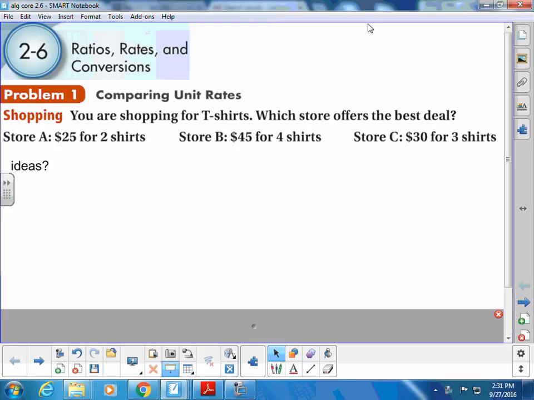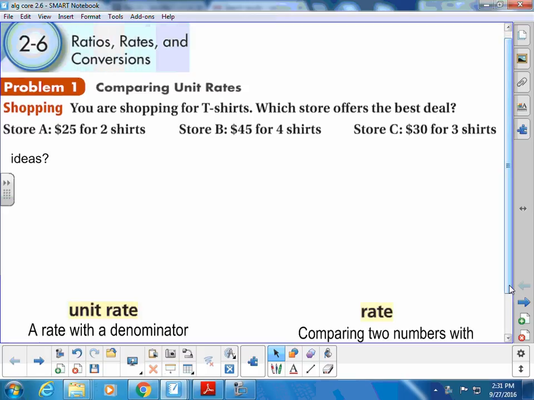In store A, for $25, you get 2 t-shirts. In store B, for $45, you get 4 shirts. And C, $30, 3 shirts. Well, take a second and think about that. How do we compare these 3 things?